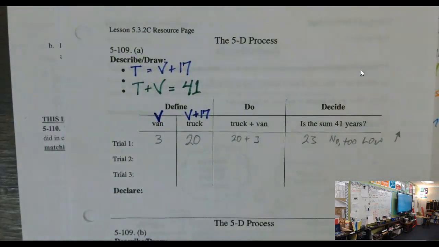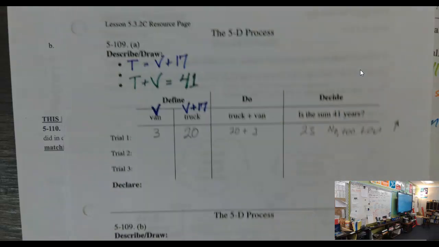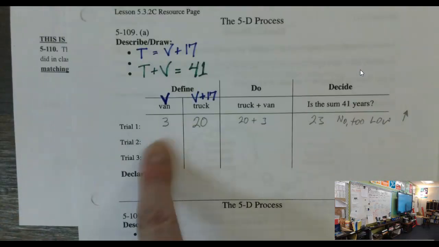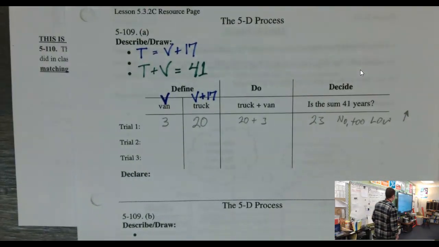Anyone getting close? I'm getting close. I know I only give you space for 3 trials. Hold on, please do not write down here. This is a different problem. If you need more space, you can grab some graph paper. Guys, we were not even close. 23 is kind of far away from 41. I would have bumped my guess up to maybe 10, also because 10's a nice number. So I'm going to try 10 out here.